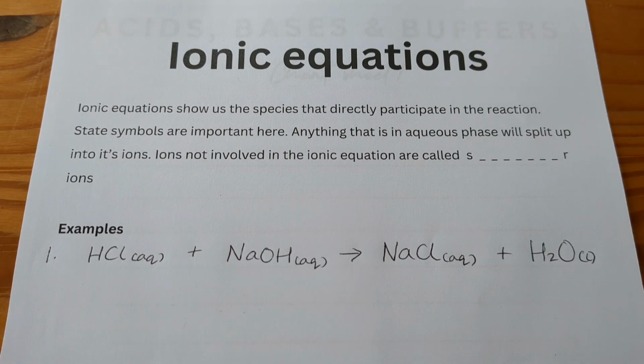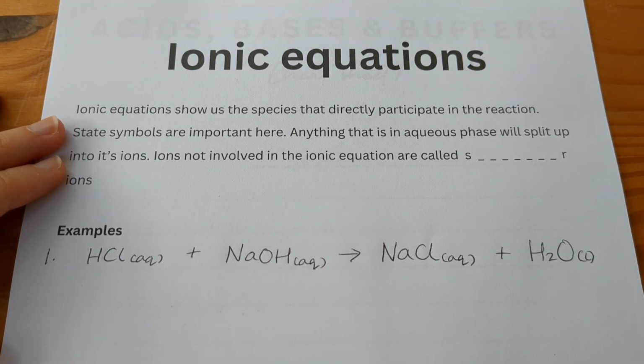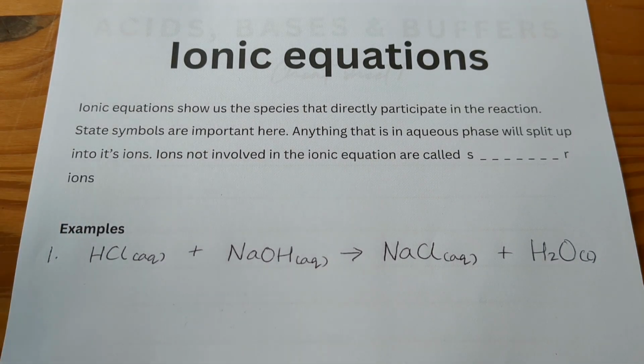They're equations that show us the species, in other words, species means thing, so it could be an ion, a molecule, whatever. The species that directly take part in a reaction. And state symbols are really important in ionic equations because anything that's in the aqueous phase will split up into its ions, and anything that's not won't do this.